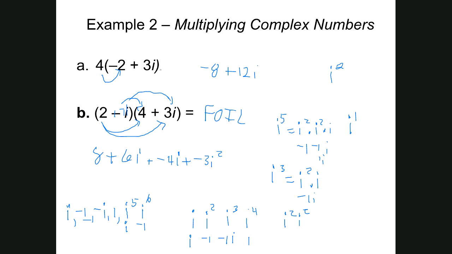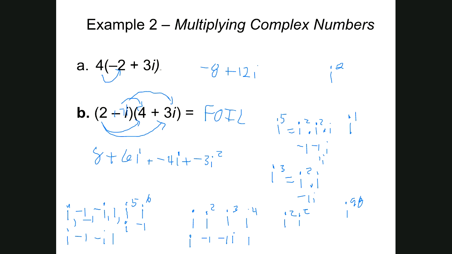So I should be able to ask you what i to the 98th is, and you should be able to tell me what the answer is. And it has to be one of these. It has to be either i, -1, -i, or 1. It has to be one of those four. So anytime you have i to any power, it has to be one of these four. It can't be anything else because they all simplify down.